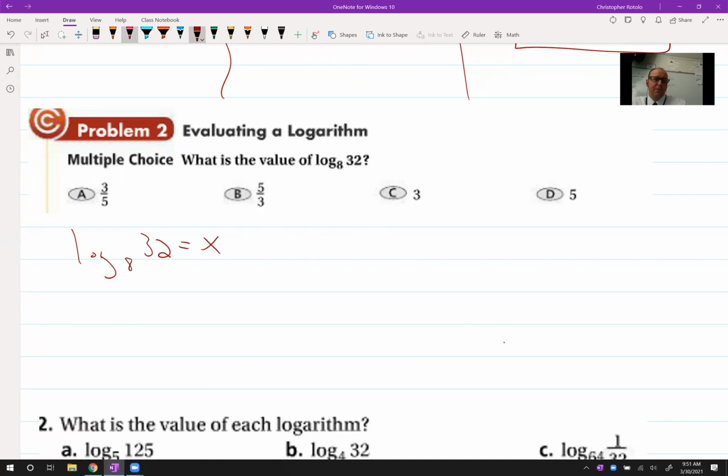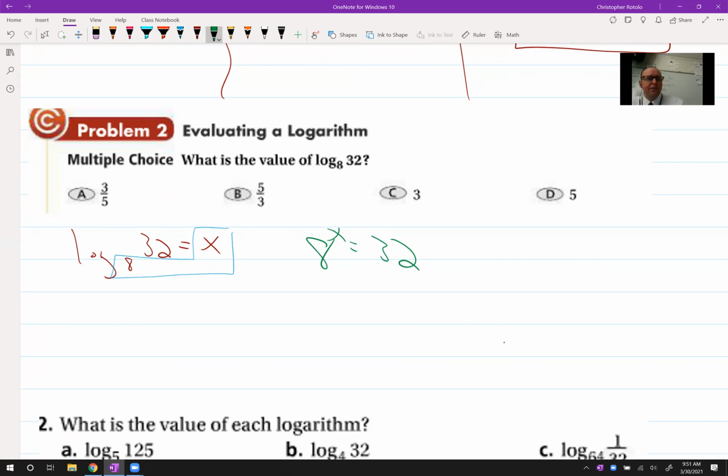Okay, so here's the first thing I'm going to do: I'm going to go ahead and rewrite it. Then I'm going to change it. So we're going to draw that L-shaped box. So I have 8 to what power gives me 32? Well, I don't know. 8 squared is 64, but it's not that.